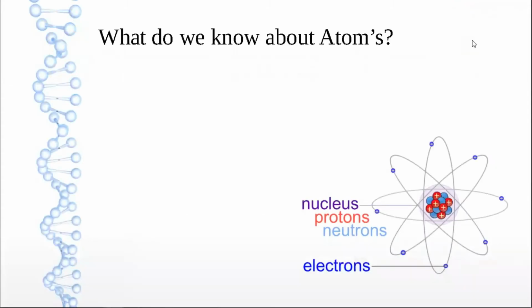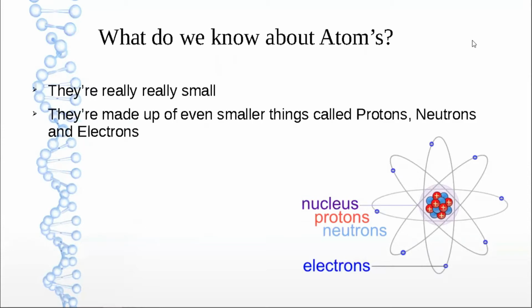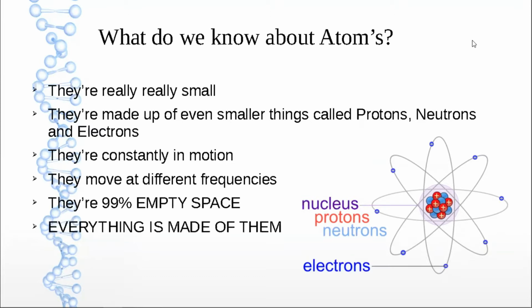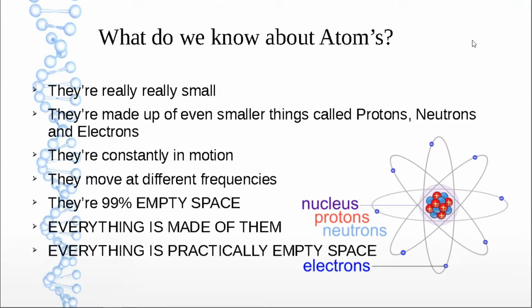So what do we know about atoms? Well, first off, they're really, really small, like super small. And they're made up of even smaller things called protons, neutrons, and electrons, which are made up of even smaller things, which are in turn made up of even smaller things. Now, they're constantly in motion, which means they're constantly vibrating, and they all move at different frequencies or wavelengths. They're also 99% empty space, and everything is made of them. So everything is practically empty space.